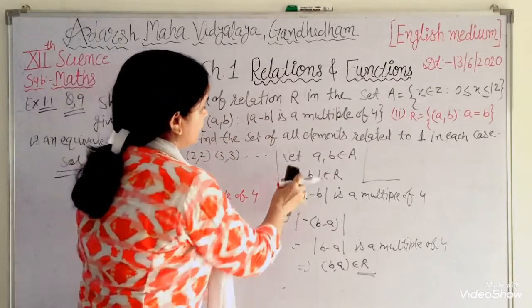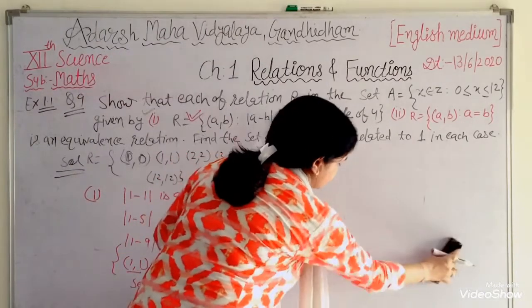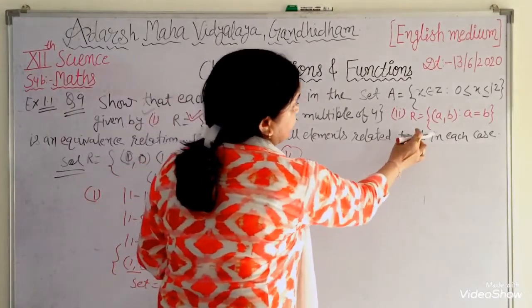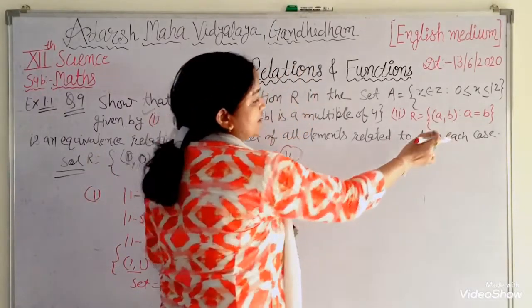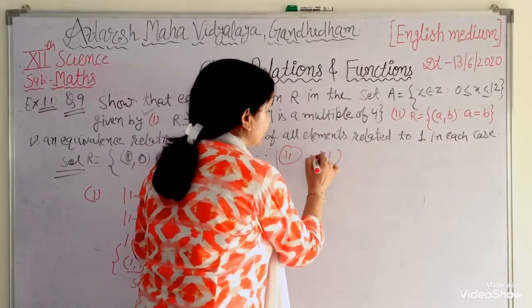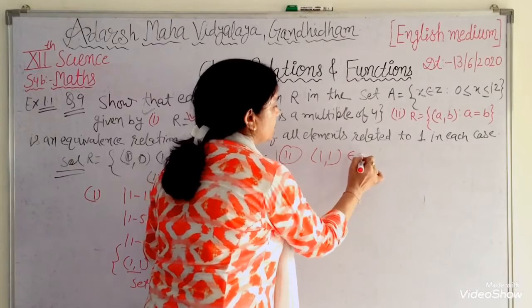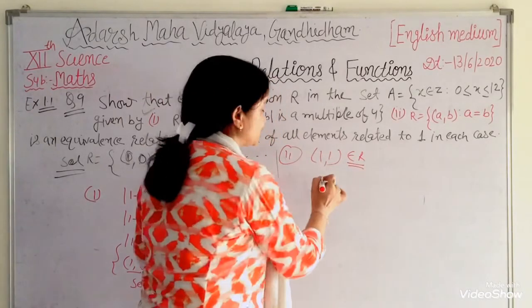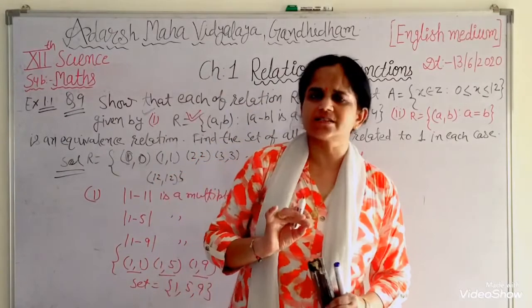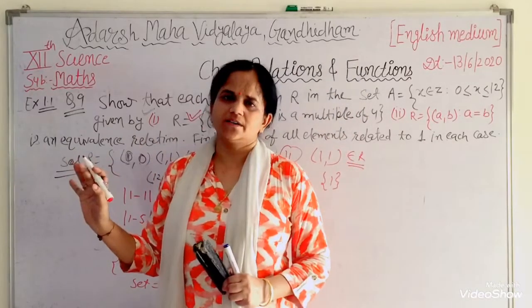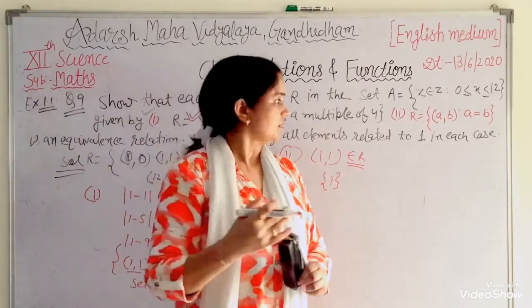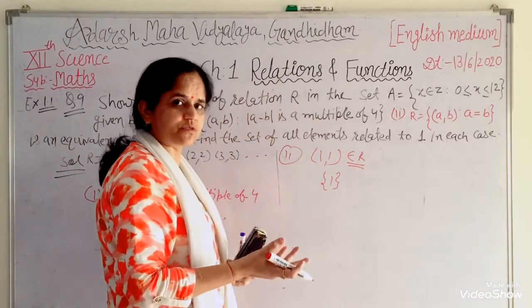Okay, and for the second part, second case, here it is given A is equal to B only. It means 1 will relate to 1 only, (1, 1) belongs to R. So the set is only 1. Okay, student, this type of questions are given in exercise 1.1 only. Okay, now discuss one more question, student.